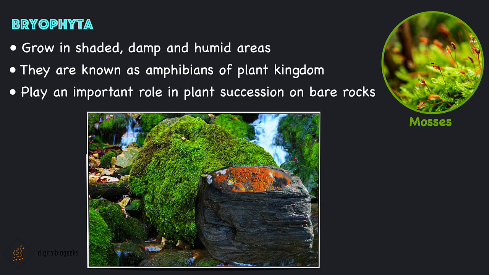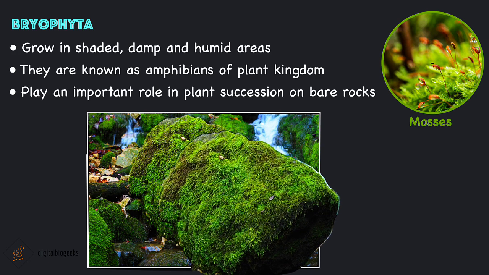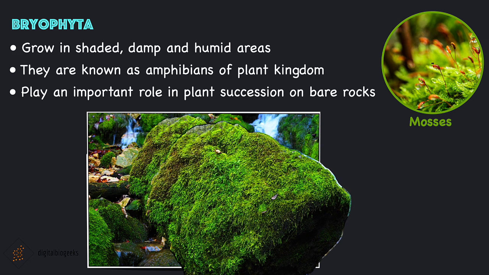Then comes our area of importance, the mosses. They grow there, which gives shelter to the small plant-eating organisms. When mosses and these plant-eating organisms die, again organic matter accumulates and humus is formed, which will lead to the growth of higher and higher plants. Thus we can say bryophytes play a major role in plant succession on bare rocks.